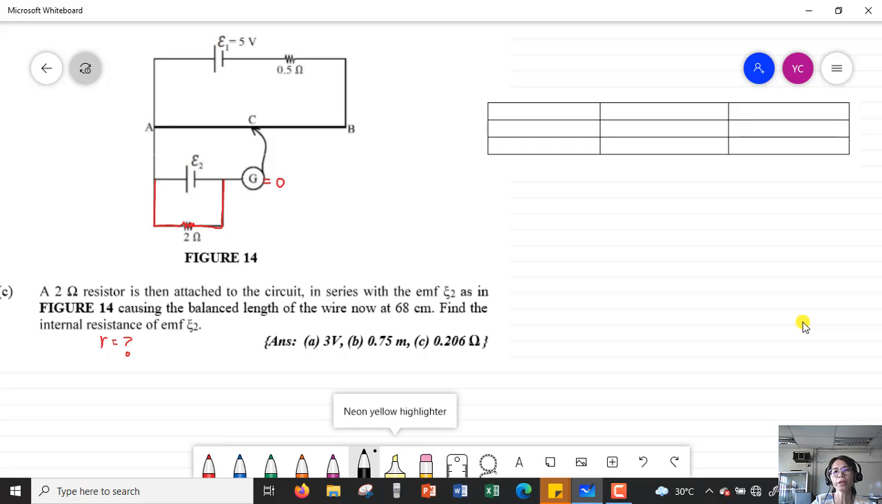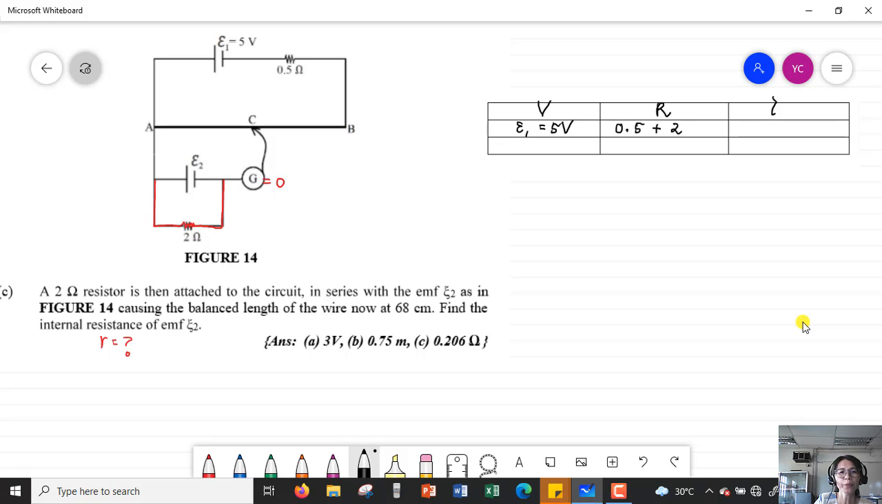Okay, so as usual, to be more systematic, we put it in the form of a table because we understand that voltage is proportional to the resistance and also the length of the wire. So we put all the information we have from question A and also question B. When our EMF battery is 5 volt, that one in the primary circuit, we divide by the resistance 0.5 ohm and also the whole wire AB of 2 ohm.